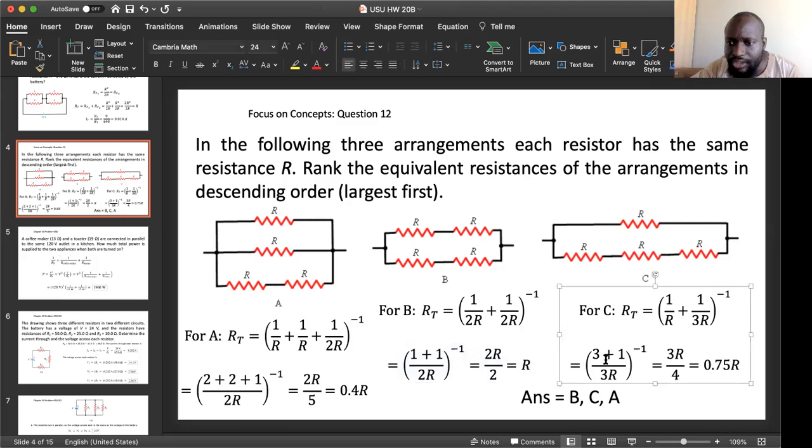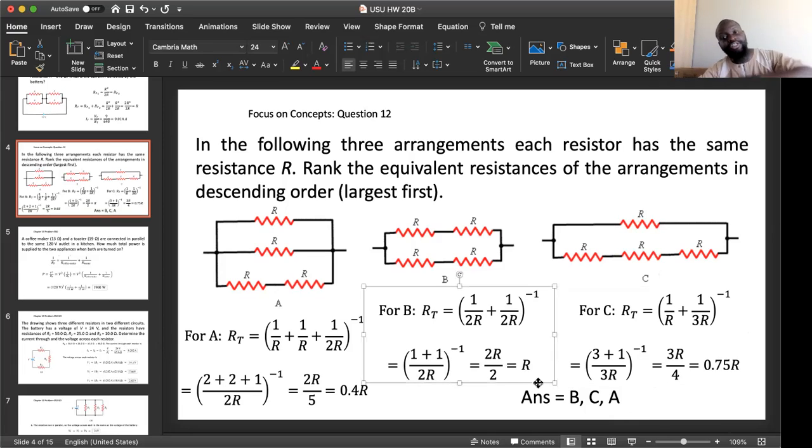Okay. So now for C, I have 3R in parallel with R. So my answer will be 3R times R over 3R plus R. Easy. But we'll do the traditional way, 1 over R plus 1 over 3R. So you're going to get 3 plus 1 over 3R to the power minus 1. So it's just 3R over 4. So your answer becomes 0.75R. So the largest one is B, R, followed by C, 0.75R, followed by A, 0.4R. So that's the correct answer here, with the largest first in the equivalent resistance, followed by the next one.